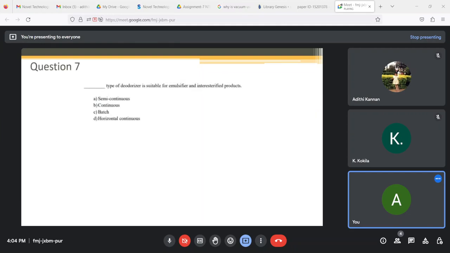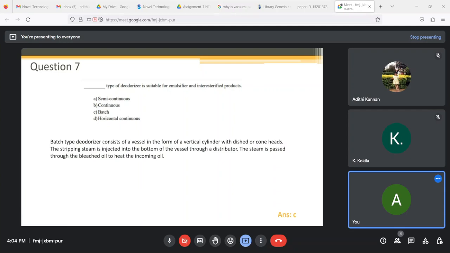Okay, question 7. Dash type of deodorizer is suitable for emulsifier and interesterified products. So there are different modes of operating a deodorizer, where you remove all the odor giving compounds in an oil. You'll have multiple other steps that come along with the deodorization step. There are different modes available: one is the batch, one is the continuous, and then the semi-continuous. Among these three, it is the batch deodorizer that is suitable for emulsifier and interesterified products.